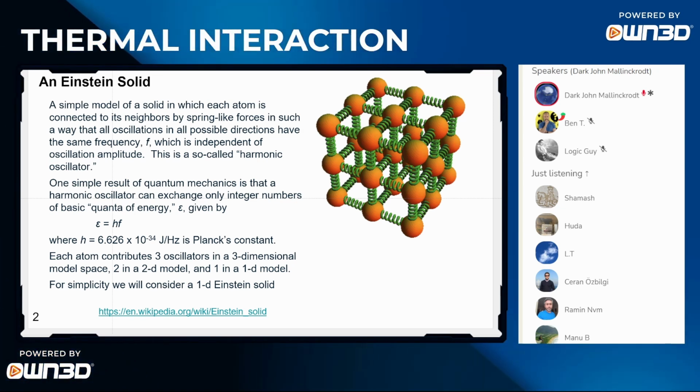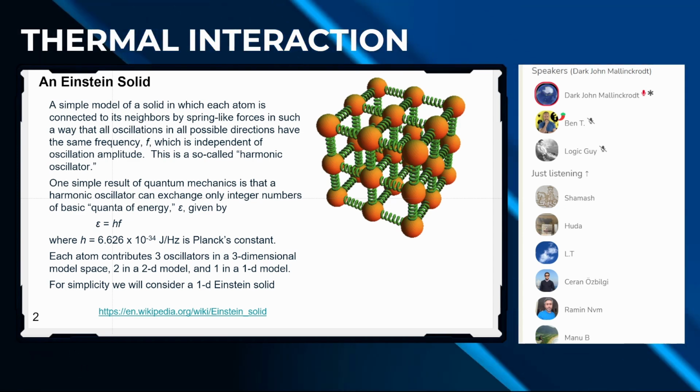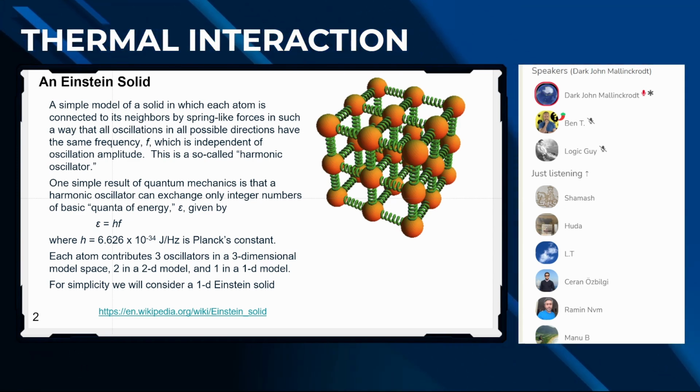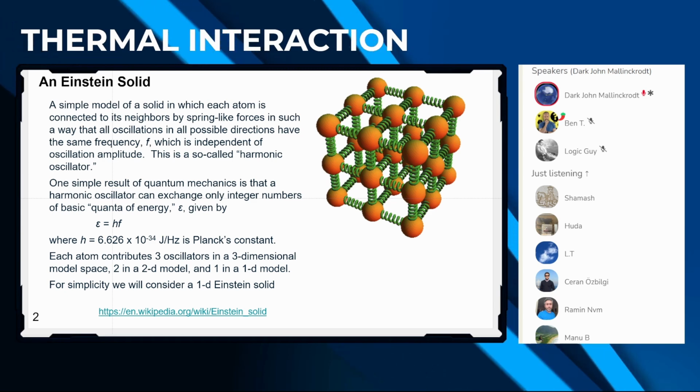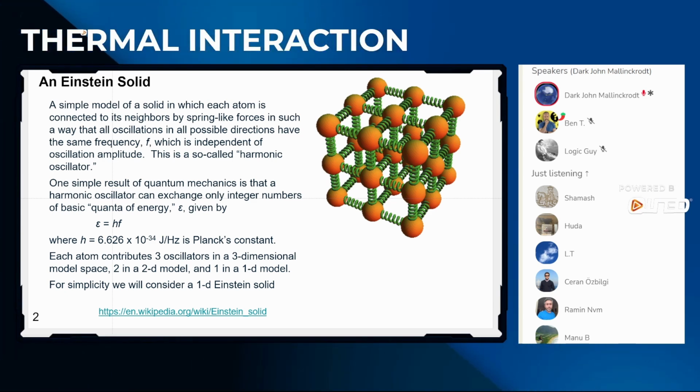But we can also talk about two-dimensional models, and we can talk about one-dimensional models, in which case we can just have as many oscillators as we want and restrict them to oscillate back and forth. None of this is really essential. We just want a model to talk about the multiplicity ideas that we talked about last time. So we'll just consider a one-dimensional Einstein solid. Any questions about the Einstein solid?